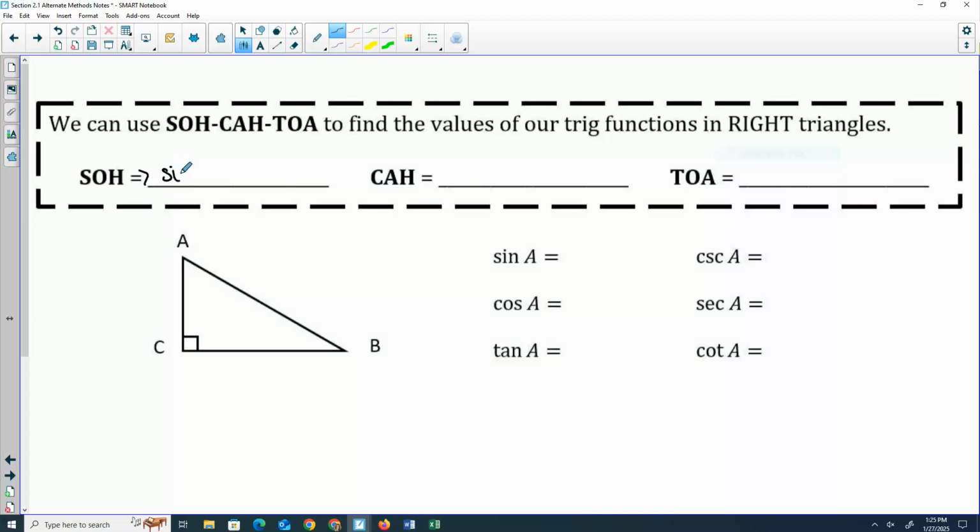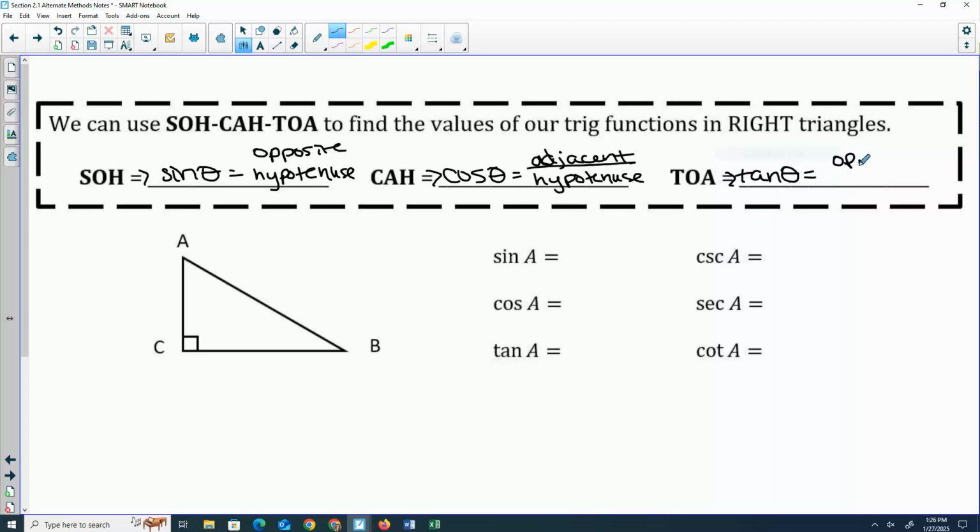SOH means sine equals opposite over hypotenuse. The CAH tells us cosine is adjacent over hypotenuse. And TOA means that tangent is opposite over adjacent.